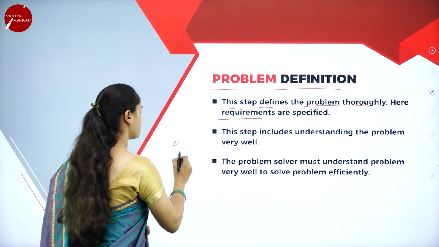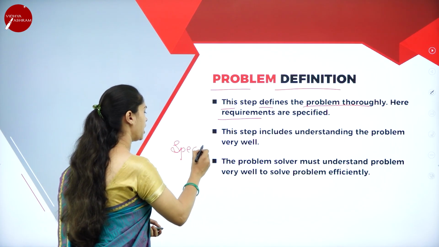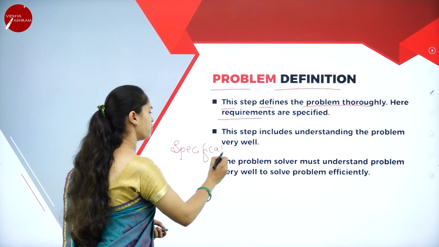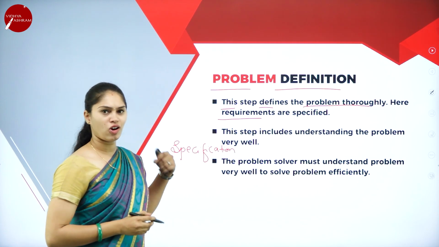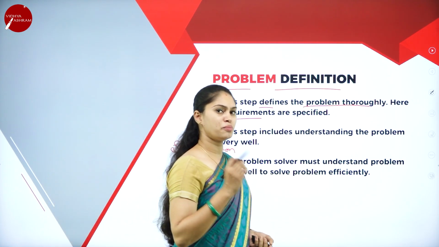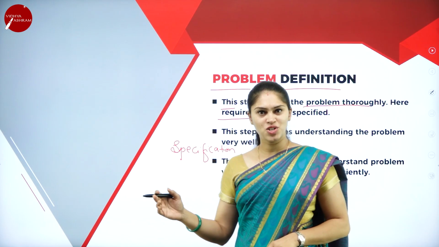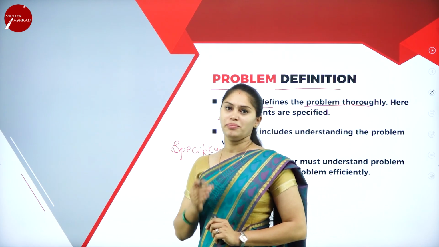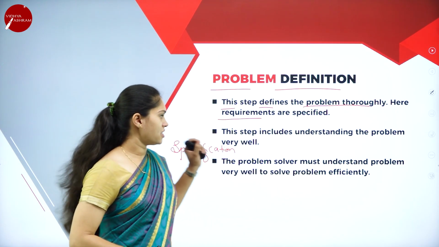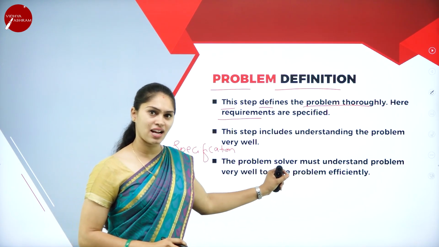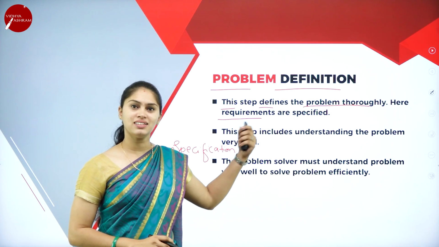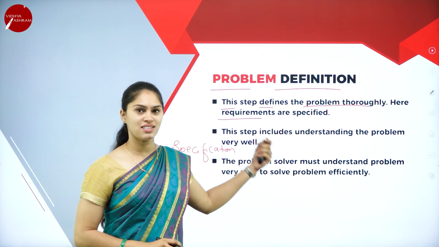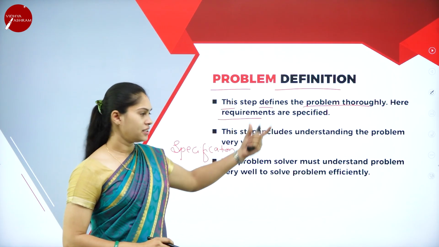Exact specification is very, very important. Without specifying what the problem is, we are not able to find the solution for that problem. So the problem definition must define the problem thoroughly. In this stage, the user must understand what the problem is rather than how it will be solved. So that is the first stage, problem definition.